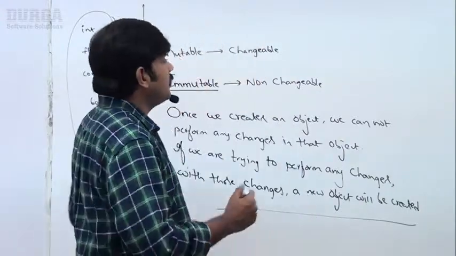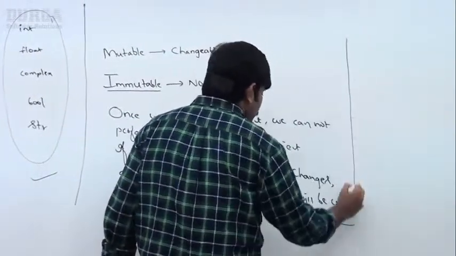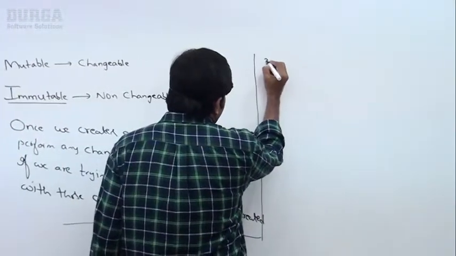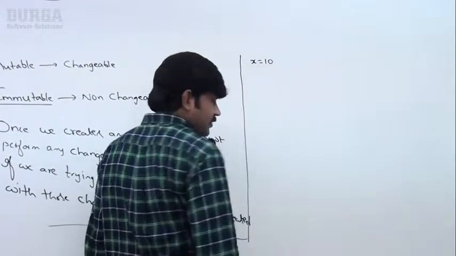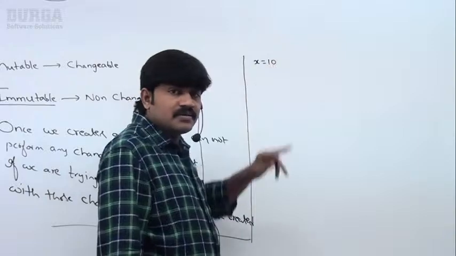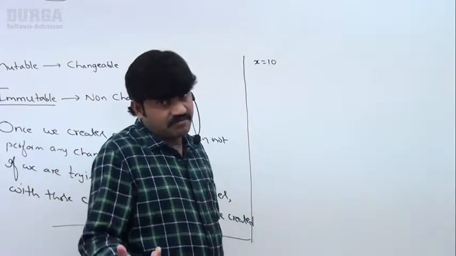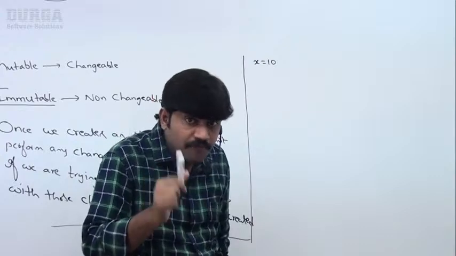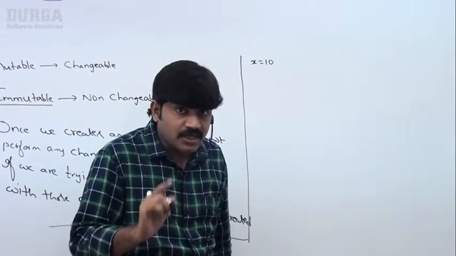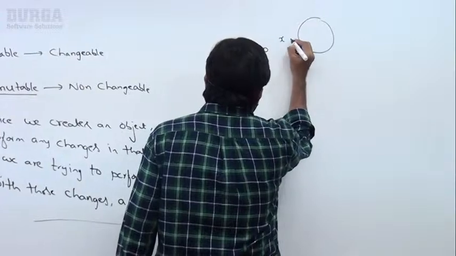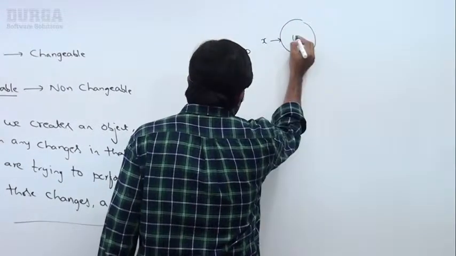Just observe very carefully about this one. Here I am taking x is equal to 10. Can you please represent this with a diagrammatic representation? Everything in Python is an object. We covered this already in the last session. So x is the reference variable, 10 is the object.